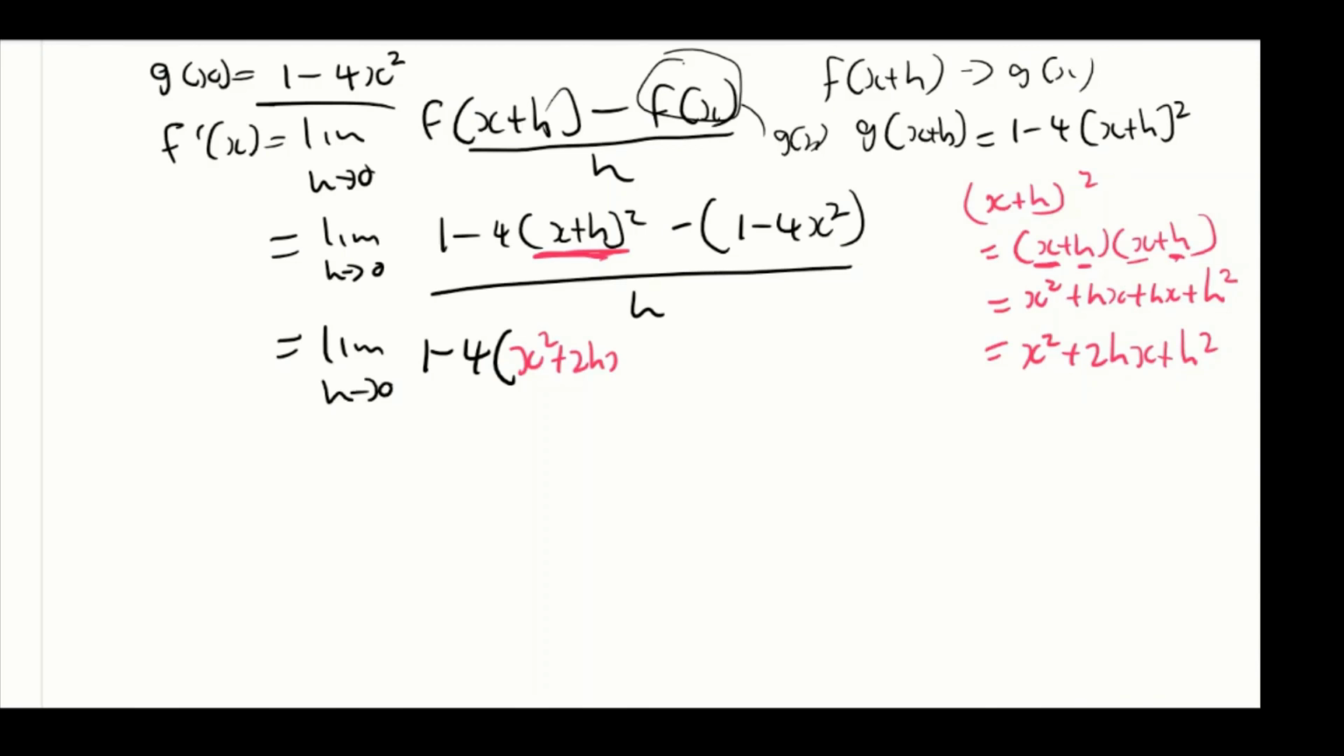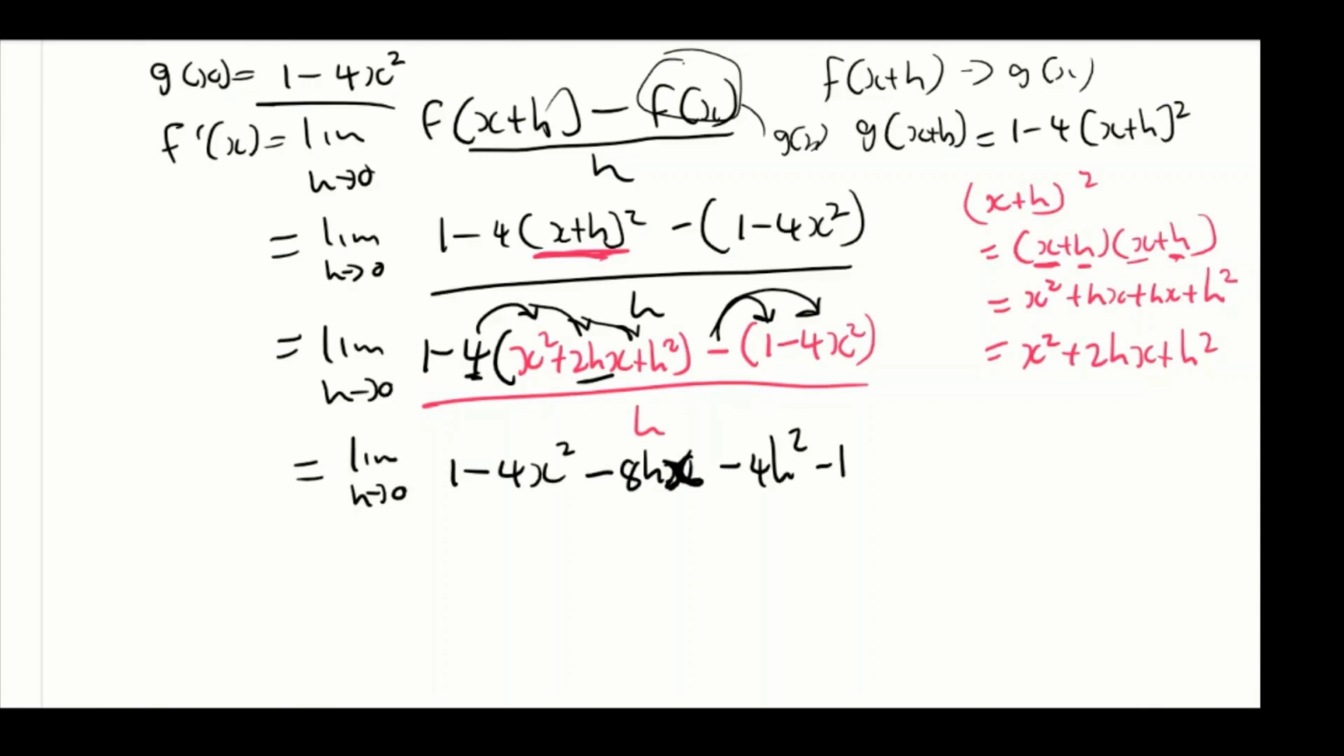Then your limit as h approaches 0, so the 4 will multiply everything that is inside here. So it's going to be 1 minus 4x squared minus 8hx, which is this multiplied by that, this is x, and then minus 4h squared. Then this minus will multiply the 1, it's going to be minus 1, minus multiplied by the minus 4x squared is plus 4x squared, divided by h.